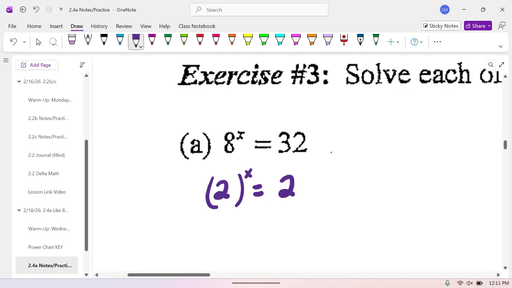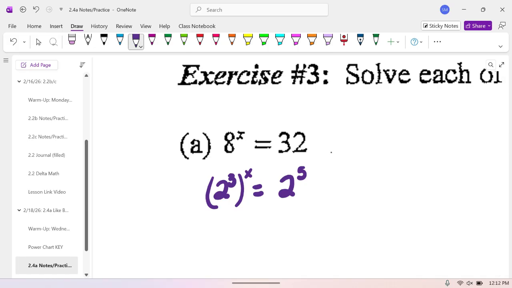My rule of thumb is if there's ever an exponent already there, bring it down, but put your new base in parentheses so that you know you're going to have to do a power rule. All right? Now, 2 raised to what power is 8? 3. So 2 cubed is 8. So I'm going to put a 3 right there. 2 raised to what power is 32? 5. So I've now rewritten them as like bases.